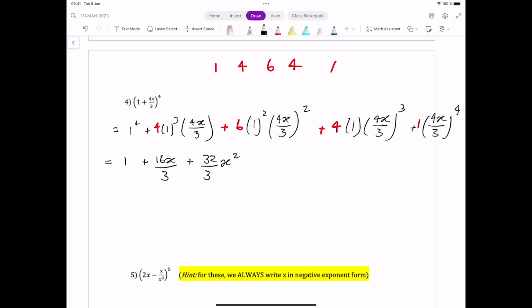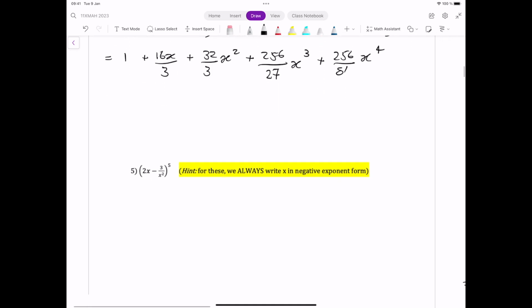4 times 4 on 3, and we're cubing the 4 on 3 this time, and times by 1, we get plus 256 on 27 x cubed, and then 4 on 3 to the power of 4 is 256 on 81, so plus 256 on 81 x to the power of 4. Okay. I'm giving you a nice hint here.